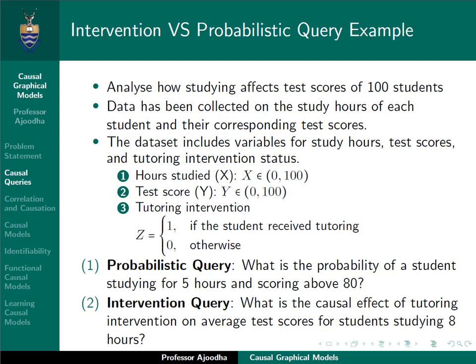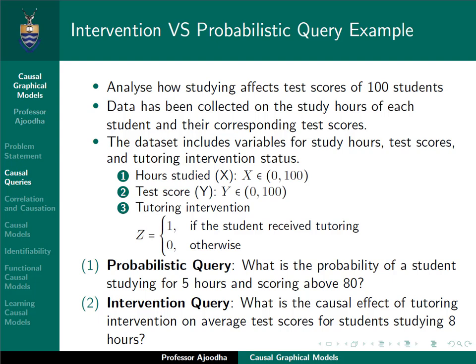So in this example, it's useful because the variables look very simple, but the interpretation is not simple. Students who receive tutoring may differ from those who do not. They may be struggling more, they may be more motivated, or they may have better access to support. So the tutoring variable is not automatically causal just because it appears in the data set.